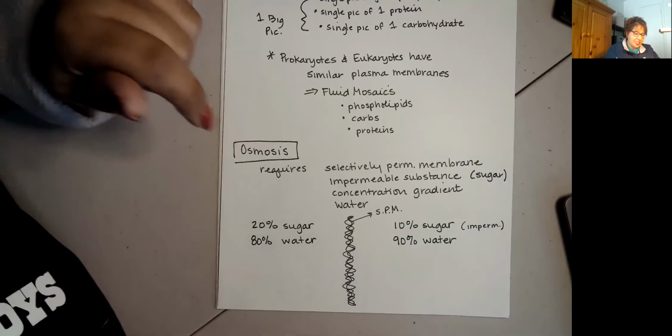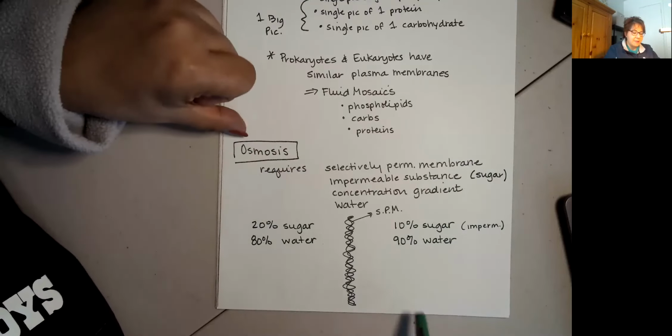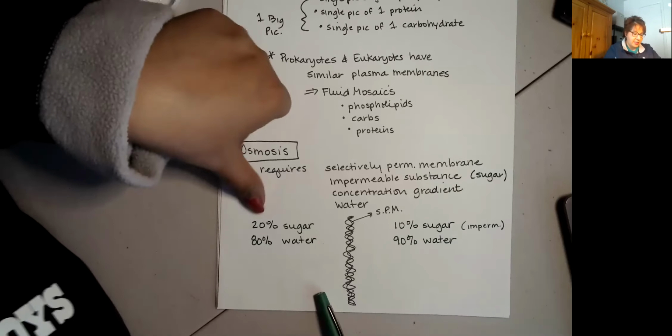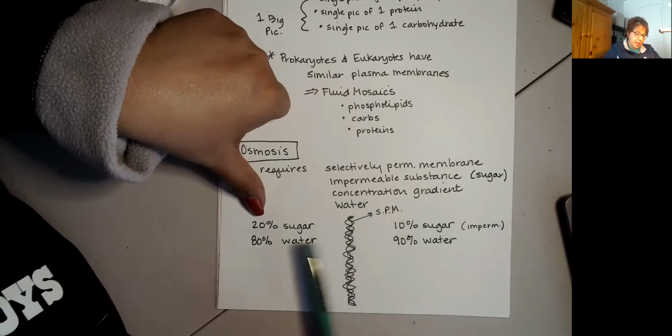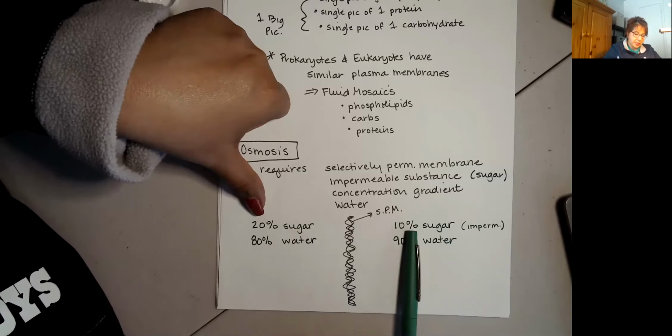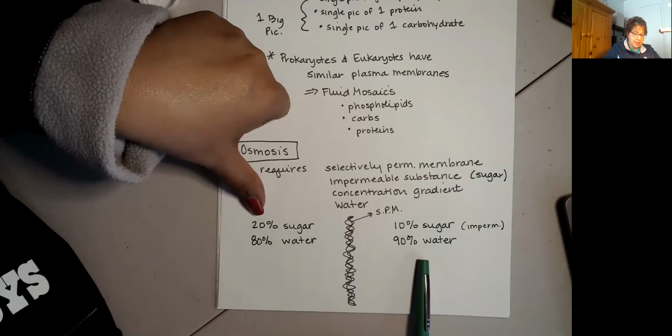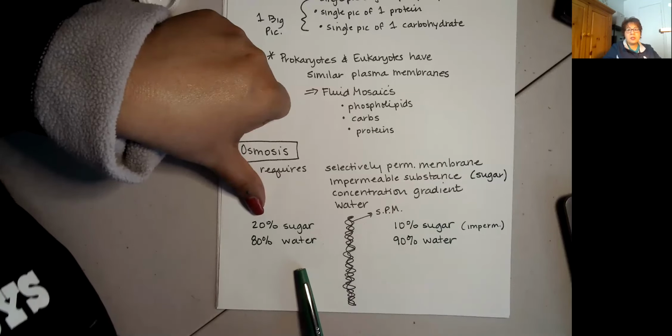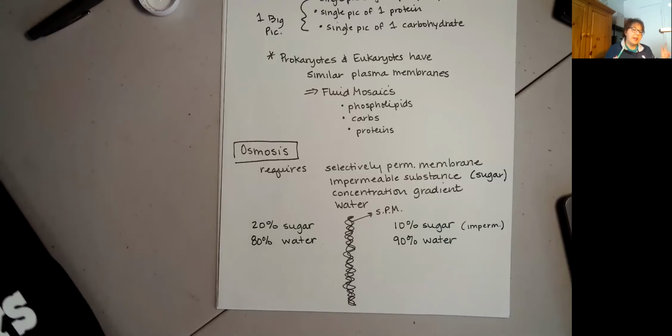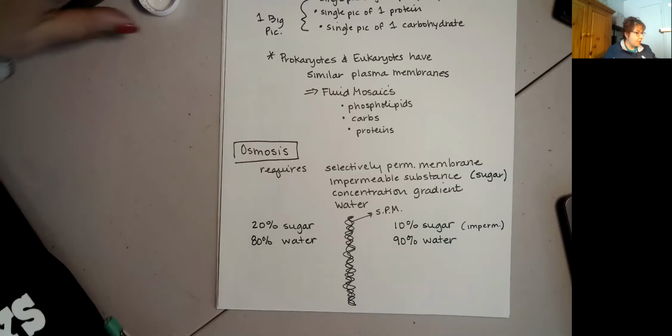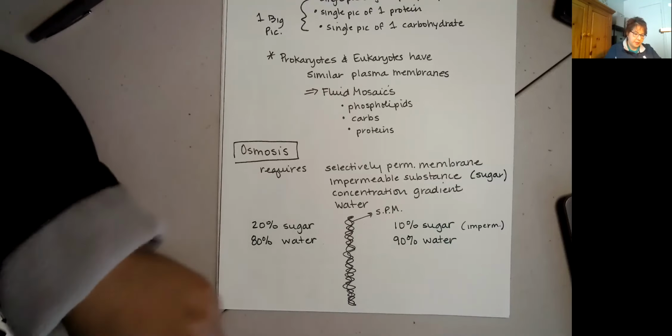Yes, I have a concentration gradient. That means that there's a difference in the amount of stuff I have on both sides. I have a sugar gradient. I have more sugar over here than what I do on this side. And then I have a water gradient. I have more water on this side than what I do on this side. So gradient just means there's a difference. So I actually have two gradients, a sugar one and a water one.